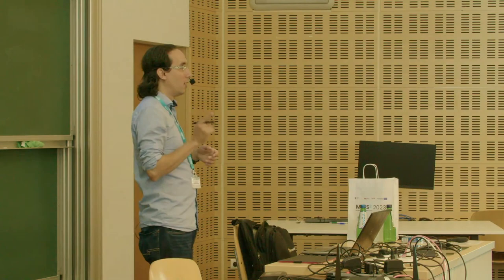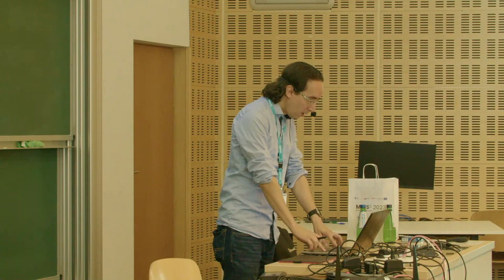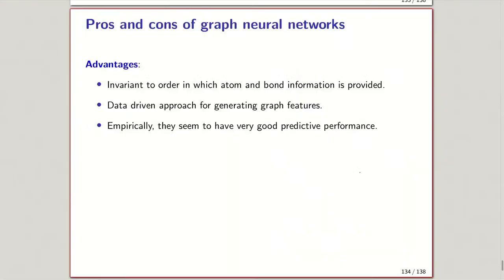Good. Maybe just to conclude, some advantages and disadvantages of graph neural networks. Advantages, they are invariant to order.